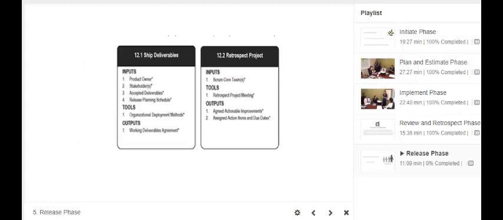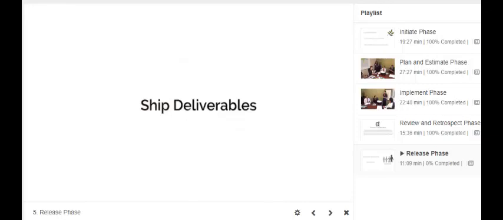So that's it. In the introductory video on the release phase, we could understand what release as a phase in Scrum means and the necessary processes involved in it. It is time to learn this phase in detail with the processes involved. Ship deliverables is the first process carried out. So as to understand the process, we need to know the inputs, tools, and outputs involved. Let's learn them one by one.